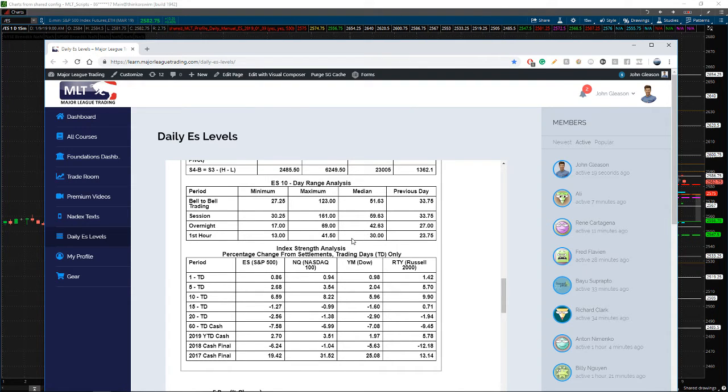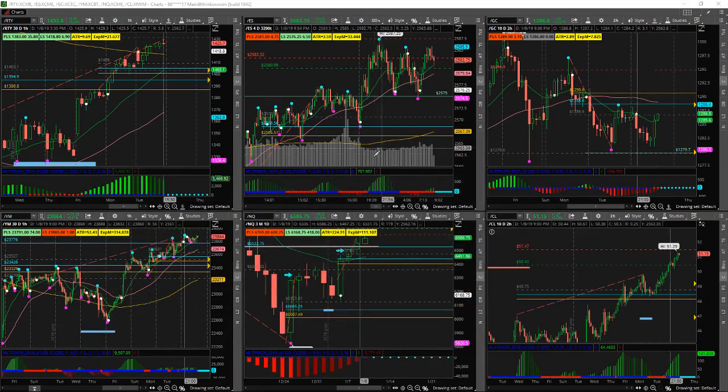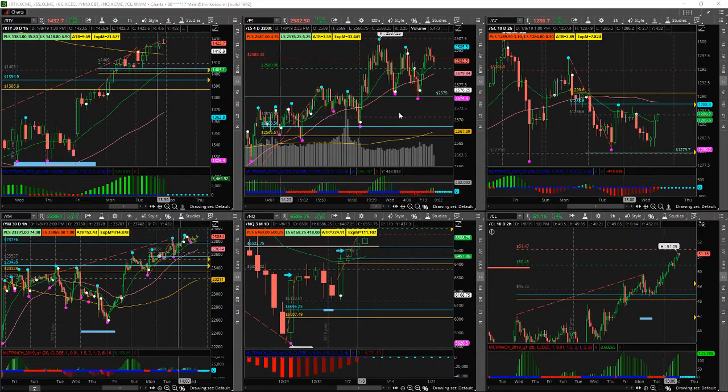Over the last 15 days, Russell is now positive. That puts us into that neutral territory that we saw flip in our trend biases. But let's go ahead and move into the technical analysis here this morning.